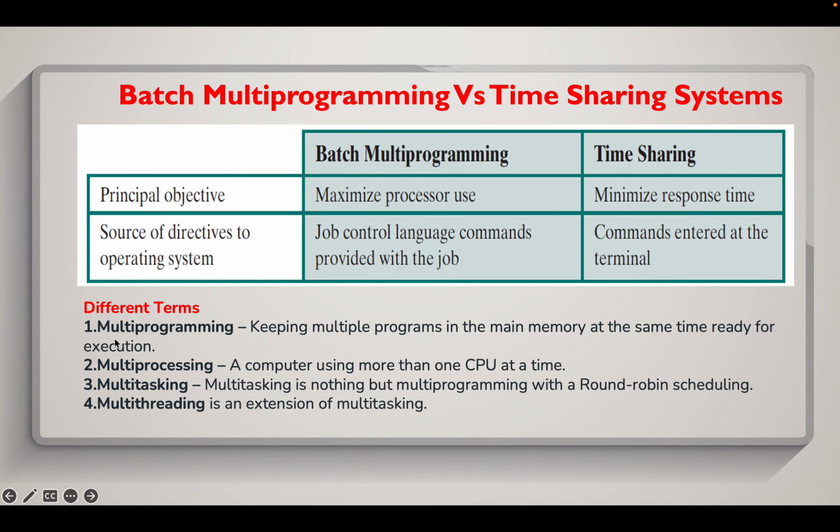There are some different terms we have to understand clearly. Multiprogramming: keeping multiple programs in main memory at the same time. Multiprocessing: a computer using more than one CPU at a time. That is multiprocessing by multiple processors. Multiprogramming means multiple programs by one processor. Multitasking is nothing but multiprogramming with round robin scheduling. Multi-threading is an extension of multitasking.